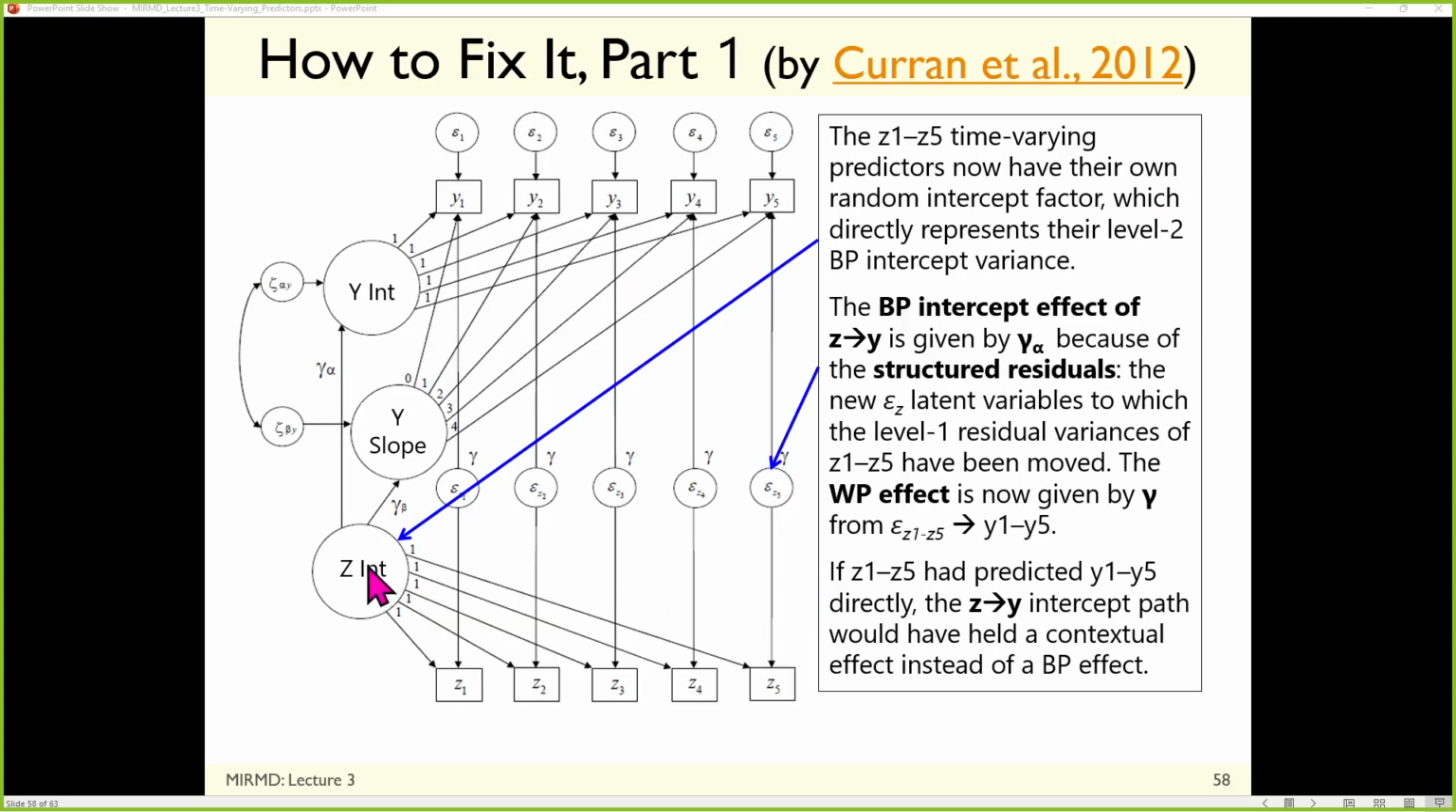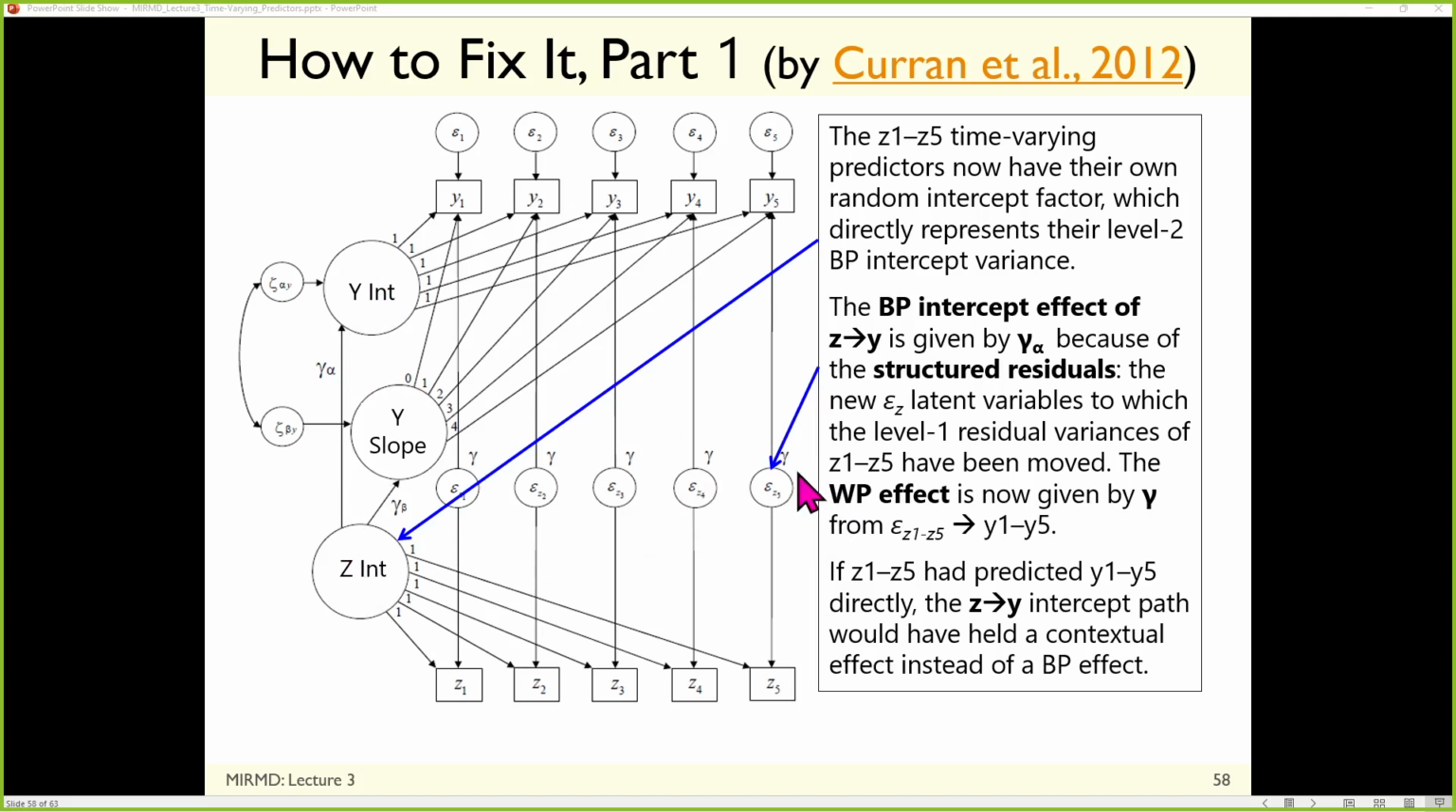So here's how he fixed it, part 1. Let's just add a random intercept. That way I've got 2 intercepts, I've got a slope here. And the other piece of it that he added was this idea of transferring the variability of the time-varying predictors into a new latent variable, a term that he calls structured residuals. This is a programming hack to make it so that you can have within effects, and this path right here becomes a between effect. Otherwise, it's contextual.